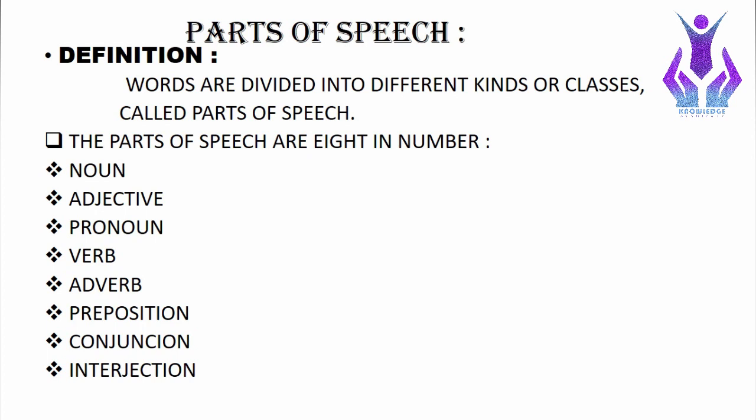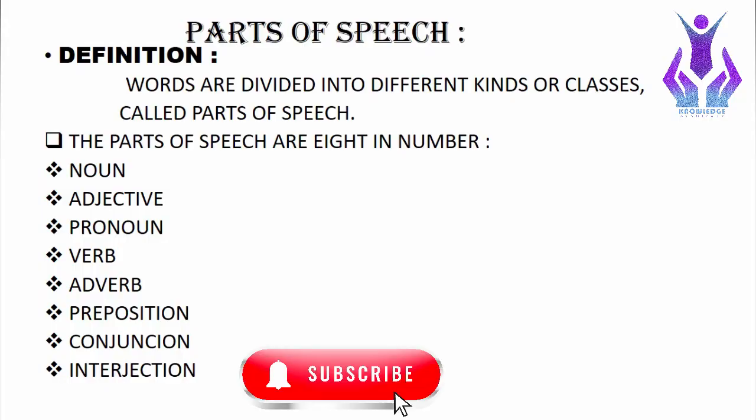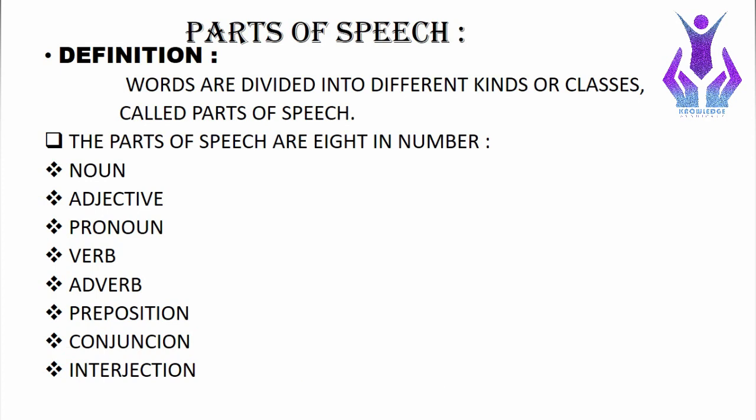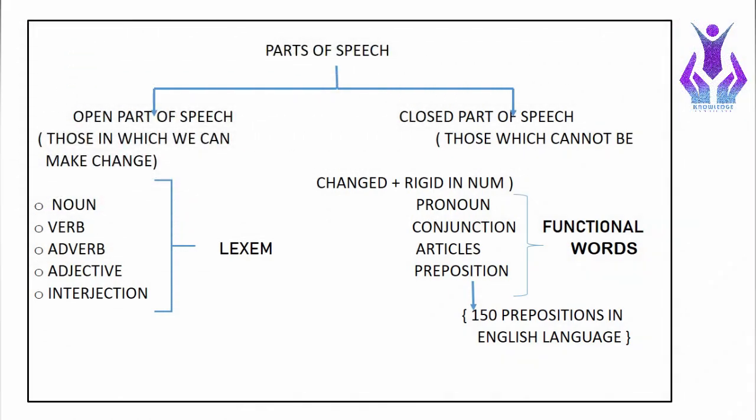We have 8 parts of speech: noun, adjective, pronoun, verb, adverb, preposition, conjunction, and interjection. The articles are not included in parts of speech, but somehow they are related to them. Parts of speech can be of 2 types: open parts of speech and closed parts of speech. Open parts of speech are those in which we can make changes.